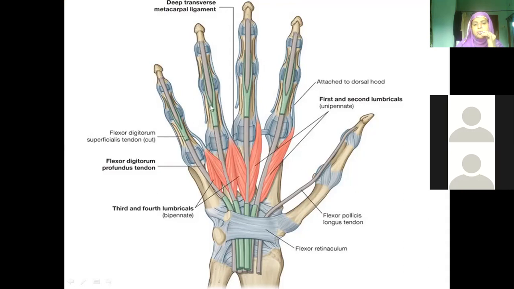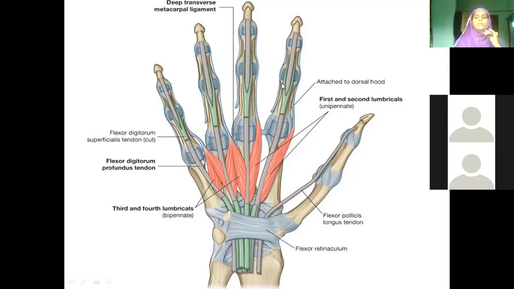I told you flexor digitorum superficialis splits into 2, right? You can see it splitting here into 2. Whereas flexor digitorum profundus is going deep to the superficialis, and where is it getting inserted? This is the proximal phalanx, this is the middle phalanx, this is the distal phalanx. So, the base of the distal phalanx.